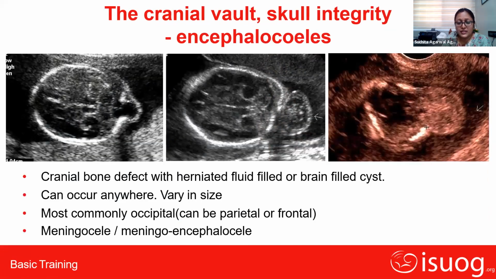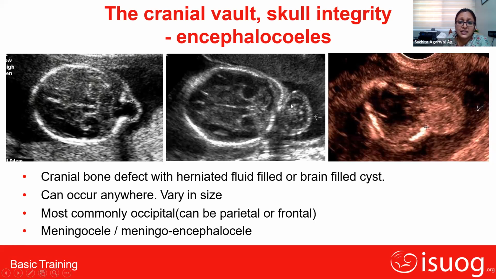Then come to encephalocele. As I had said, the integrity of the skull bone is important. Any defect in the integrity of the skull, as in this case, then you can suspect encephalocele. There is a cranial bone defect with a herniated fluid filled or brain filled cyst. This is a brain filled cyst. So it can occur anywhere. It varies in size. It is most commonly occipital, as is seen in this case. It can be parietal or frontal. So it can be a meningocele or a meningoencephalocele. So this is an encephalocele.